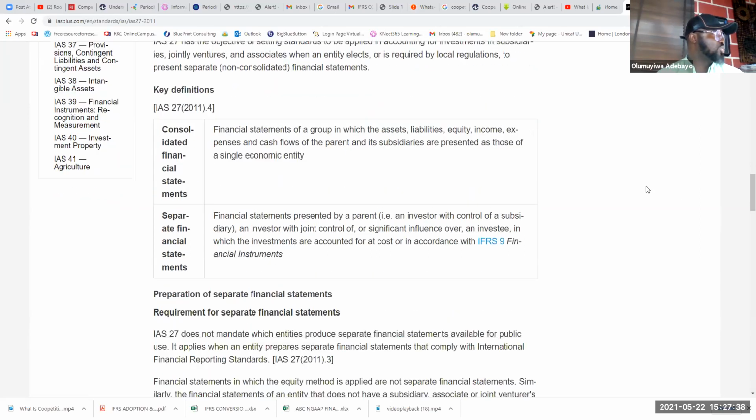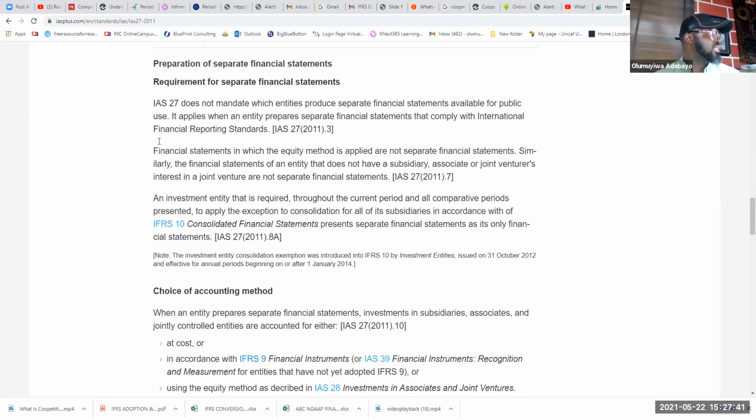And I think that also speaks to the fact here. Can you read this for me? Preparation of separate financial statements. Requirement for separate financial statements. IAS 27 does not mandate which entities produce separate financial statements available for public use. It applies when an entity prepares separate financial statements that comply with International Financial Reporting Standards. Financial statements in which the equity method is applied are not separate financial statements. Can you see the reason why I said under separate financial statement, the only options available are cost and fair value?